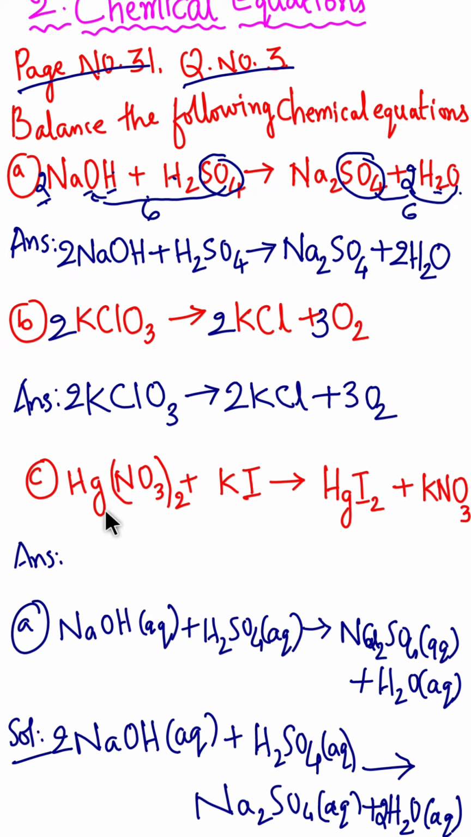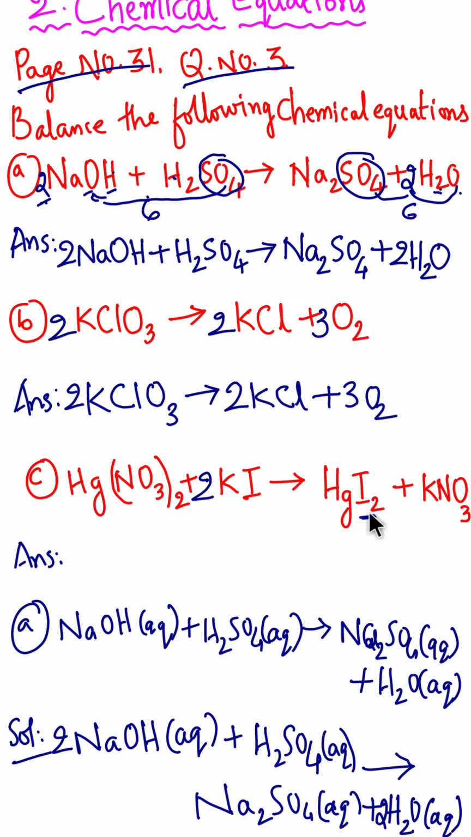First, how many Hg's? 1. Here 1 Hg. And here NO3 twice, 2 N's, 2 3's are 6 O's. Here 1 NO3 is there. Now KI, 1 K 1 I, plus gives rise to HgI2. So what I am getting here, this I2, I will write 1 I is there, but I will write 2 here. So is there any situation? Yes, by assuming the trial and error method, we can balance like this.